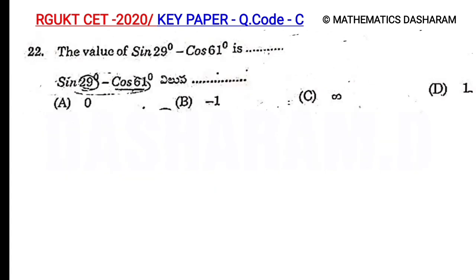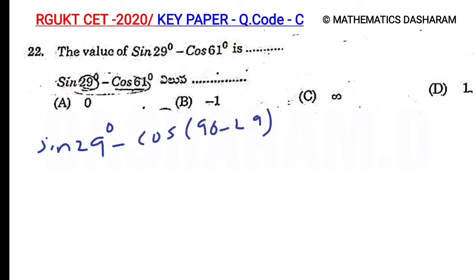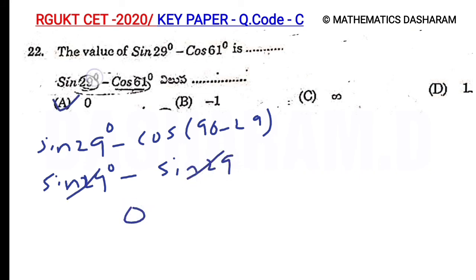Question number 22. The value of sin 29 degrees minus cos 61 degrees is dash. 29 and 61 are both complementary angles. So sin 29 degrees minus cos 61, where 61 can be written as 90 minus 29. So sin 29 degrees minus cos of 90 minus theta, which is sin theta. So sin 29 minus sin 29, the answer is 0. Option A is correct.